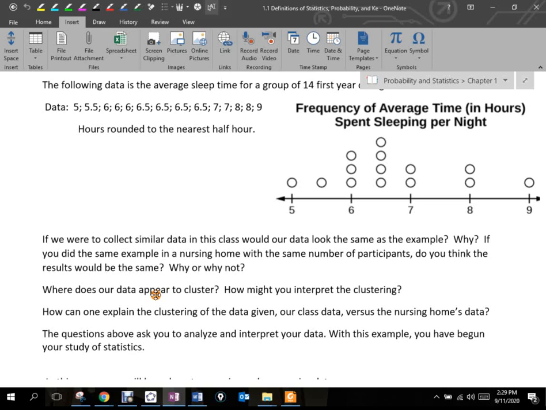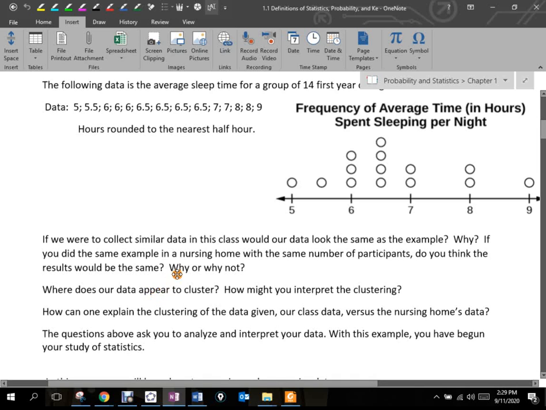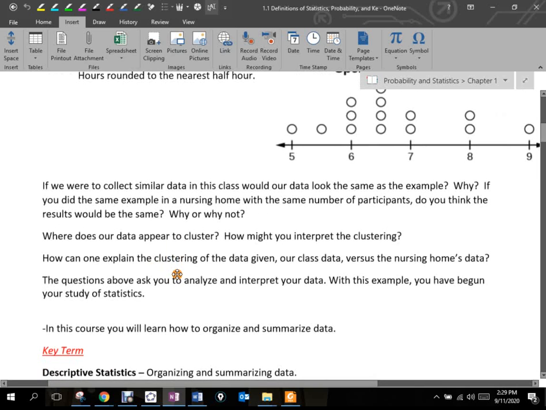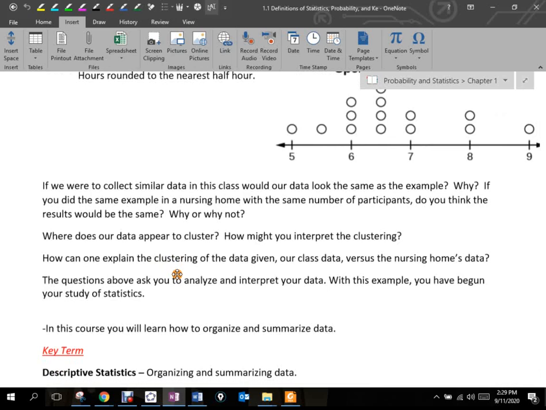Interpret that data, okay? What if we took the same class, this class here, and did the same thing and clustered our hours of sleep? Would they be similar to this, or would they be drastically different?